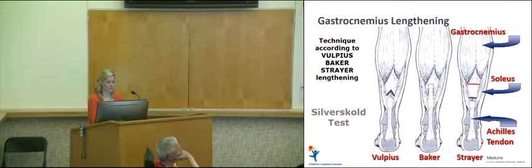You guys know the Silfverskiöld test. You examine the ankle dorsiflexion with the knee extended and the knee flexed, because when you flex the knee, you take away the gastroc tension because it's attached to the femur. And so we have different ways of lengthening the calf muscle, mainly at the level of the gastroc. And so I usually do a Strayer procedure, and my cut is usually where the red line is there.